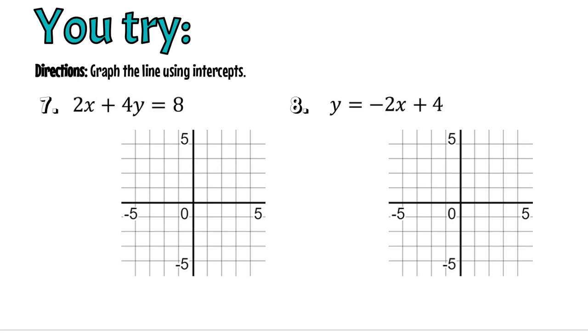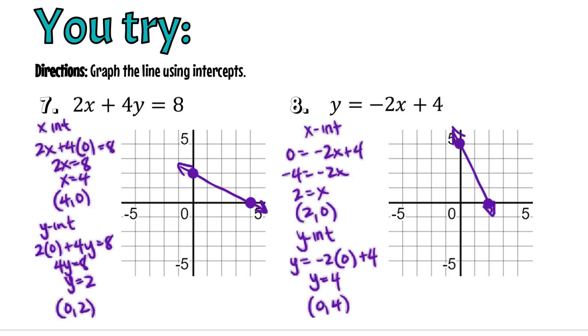Pause the video and try graphing the equations in numbers 7 and 8 on your own. Hopefully you paused the video and you found the x and y intercepts for both numbers 7 and 8 and you were able to graph. Make sure your graphs look like mine.